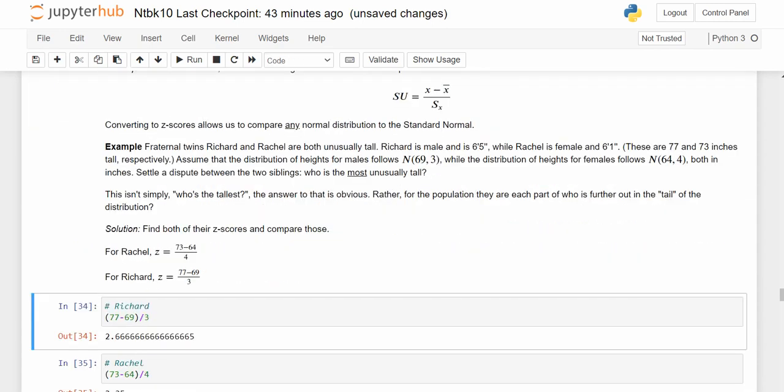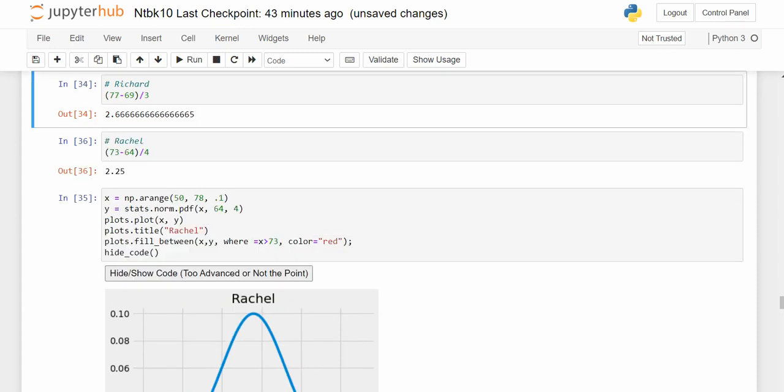And it turns out that in standard units, Richard is 2 and 2/3 standard deviations above average for males. Okay, that's good. And Rachel is 2 1/4 standard deviations above average. So they're both well above average. But Richard is further above average compared to the biological males than Rachel is compared to the biological females. So this is what we mean by standard units. We can use these z-scores to compare scores in different distributions to each other to see whose is the most unusual.